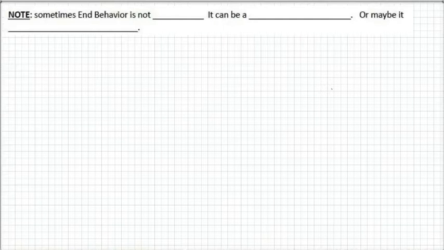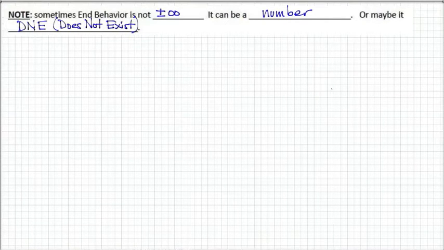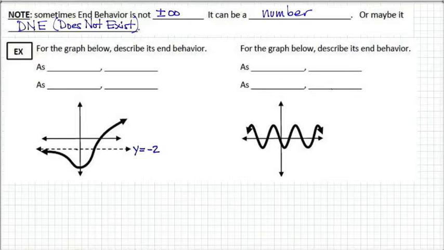So note that sometimes end behavior is not always plus or minus infinity. Sometimes it can be a specific number, or sometimes it just does not exist. So in this example here, you notice here, this is called an asymptote. An asymptote is not part of the graph itself. I mean, the graph of the function is a solid line, but the asymptote provides a lot of good information as to the behavior of the graph.